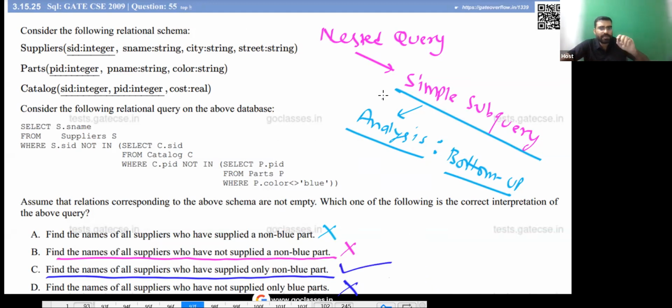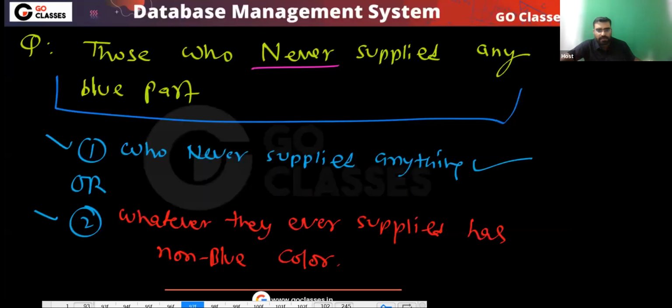Actually, there is some interpretation ambiguity in this option C. This is correct because we want only those people who never supplied a blue part. But see, option C does not cover this. Agree? Option C does not cover this.